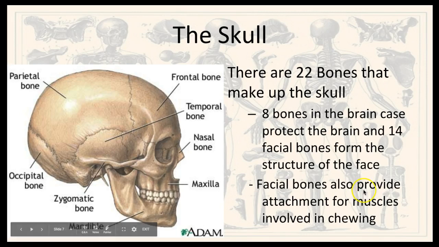All right, the skull: 22 bones. Eight of them case the brain, and 14 facial bones create our facial structure. We have one frontal bone, two parietal bones, one on the left, one on the right, an occipital bone in the back, our zygomatic bone, which is kind of like the arch here, and the temporal bone, where our ear is supported, one on each side. The maxilla is the upper jaw, the mandible is the lower jaw, and of course we have our nasal bone that makes up the majority of the face.